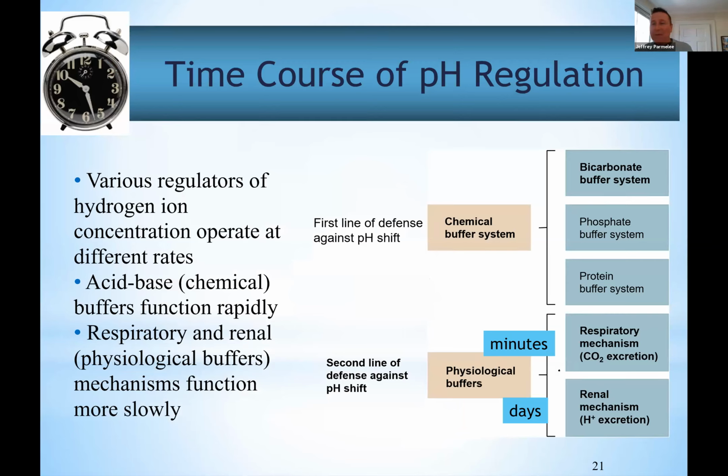All right, we look at the timing. Chemically, it's instant, right? The breathing, within minutes, you can do that. And to pee it out can take days, right? So there's a little bit of difference here, but your body's going to regulate pH with buffers, right? And then lungs and kidneys can get rid of acidity.